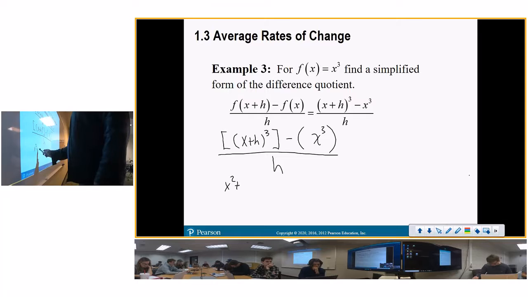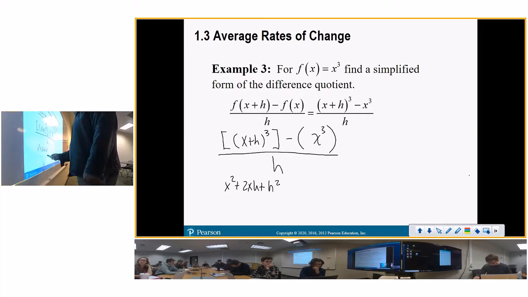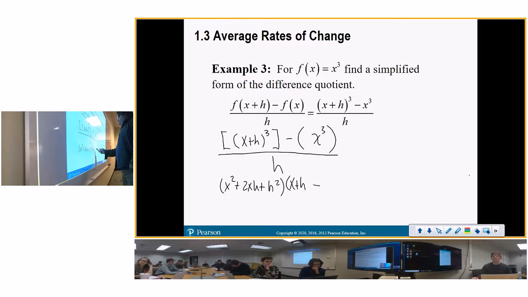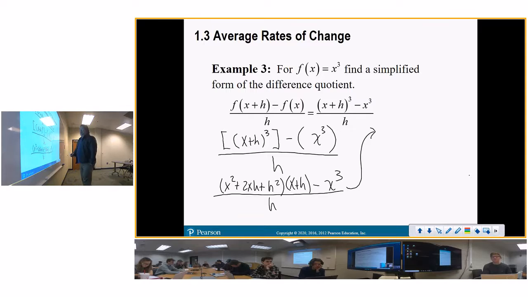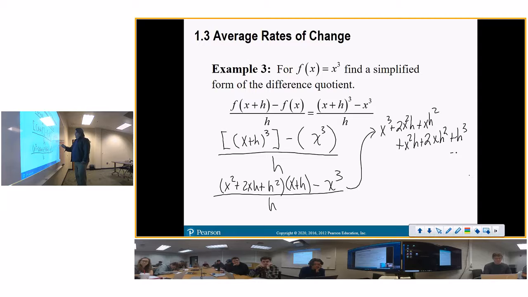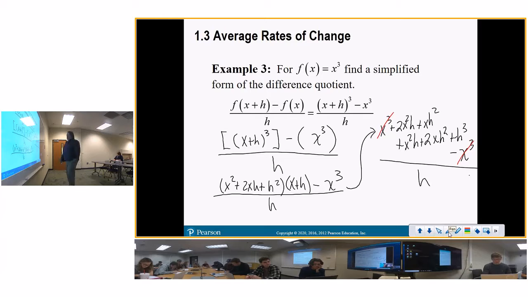So x squared plus 2xh plus h squared times x plus h, minus x cubed, over h. That's going to give you x cubed plus 2x squared h plus xh squared plus x squared h plus 2xh squared plus h to the third, minus x cubed, all over h. And that's going to take out the x cubes, and that's going to leave you with 2x squared h.